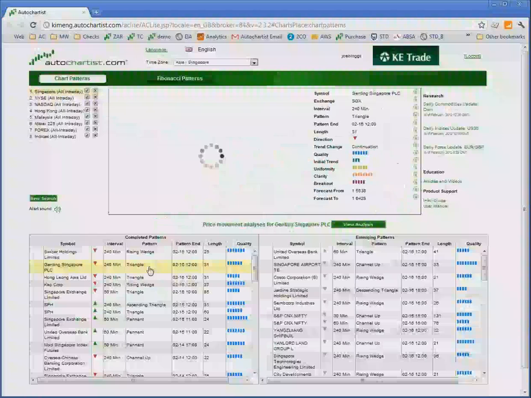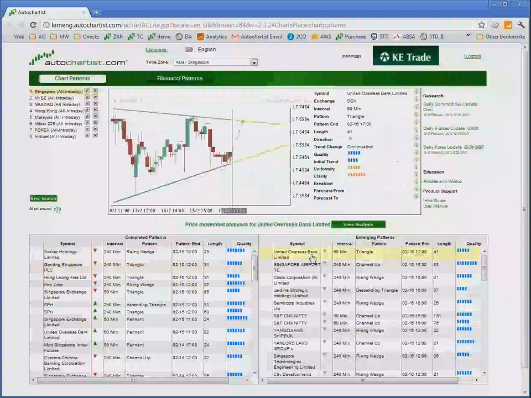Now you'll notice there are two grids. One says it's completed patterns, and the other grid here on the right reads emerging patterns. So what is the difference? There's not a huge difference between the two, except it has some bearing on the theory of chart patterns. So, let me first show you a completed pattern.